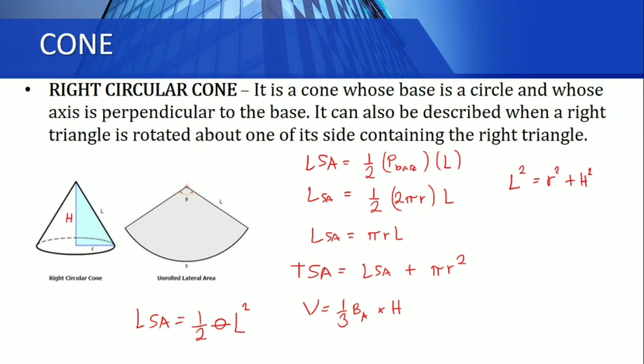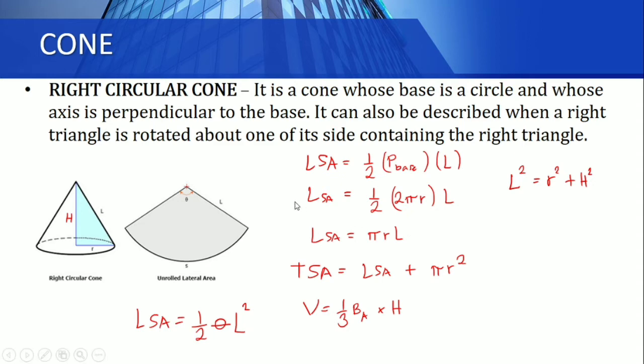So right circular cone, it is a cone whose base is a circle and whose axis is perpendicular to the base. It can also be described when a right triangle is rotated, one of its sides containing the right triangle. So sa right circular cone naman, yung axis niya is perpendicular to the base. Same lang din siya dun sa ating example, dun sa first kanina na cone natin. So right circular cone din yun.